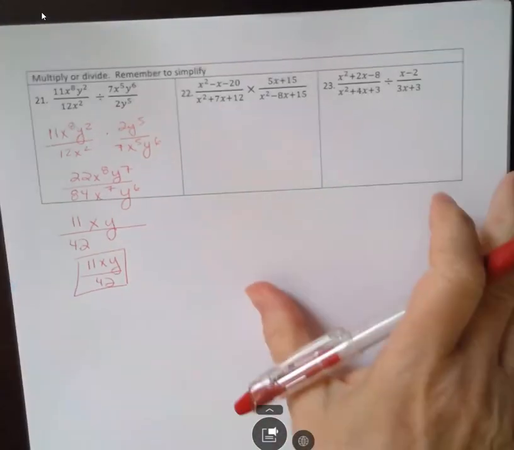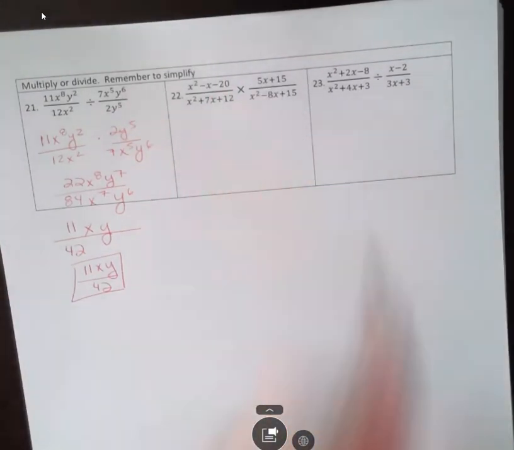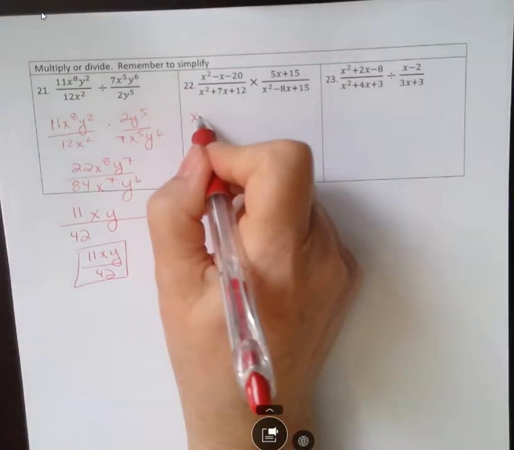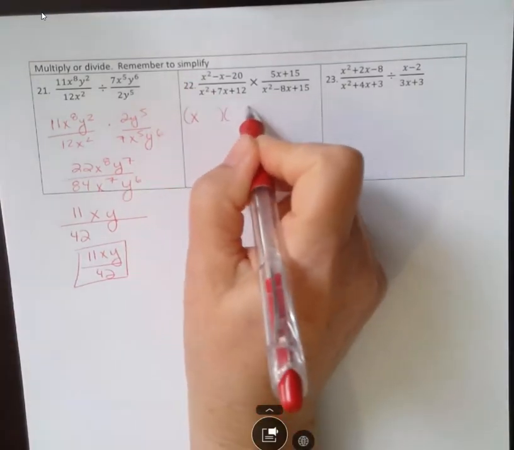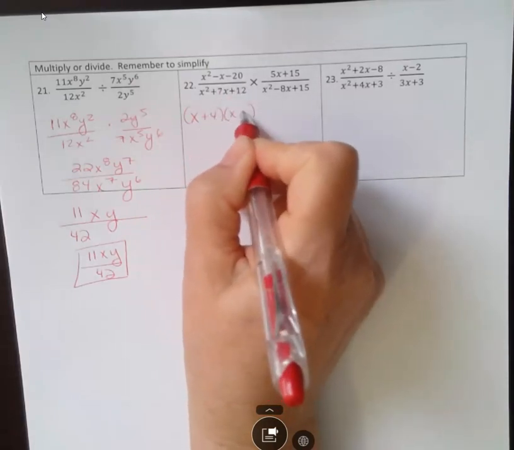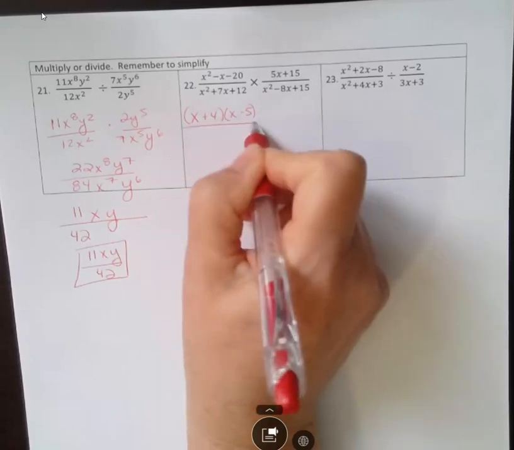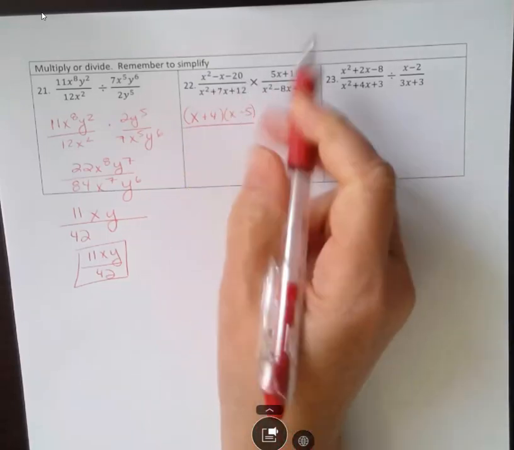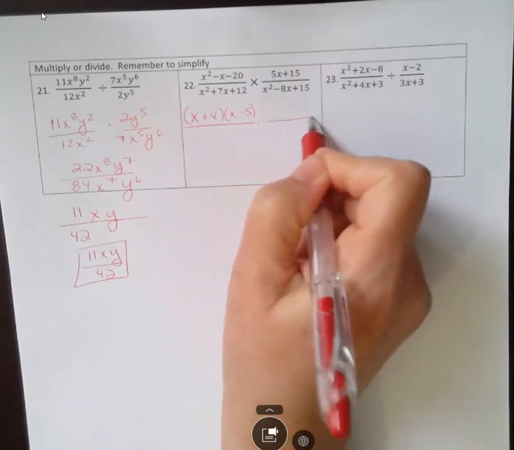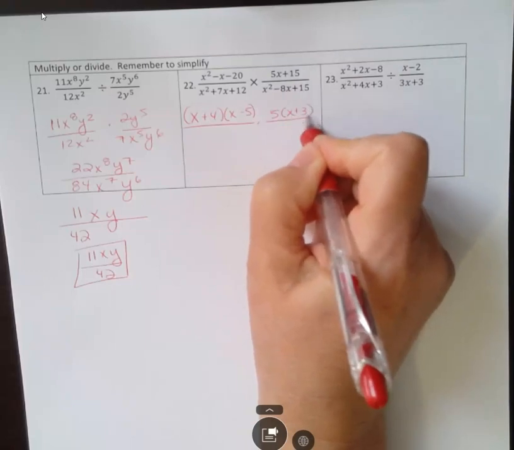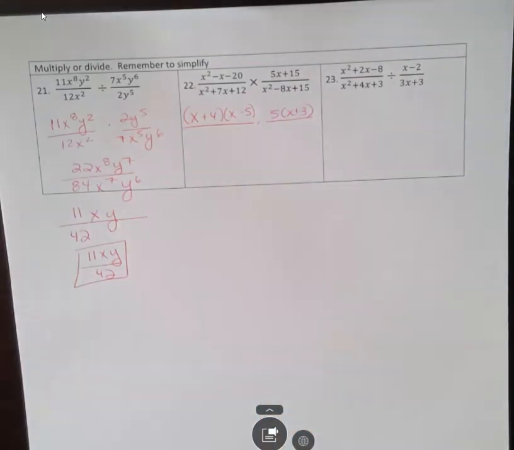Okay, and the next one I want to factor all 4 parts. It's multiplication, so I'm not going to flip it. And I can see that this is going to be x plus 4 and minus 5. Again, maybe you don't see that, but 20 is 4 times 5, and we want more negative, so we're going to have a 5 there. And then over here, I just take out the common factor, leaving x plus 3, dividing both sides by 5.